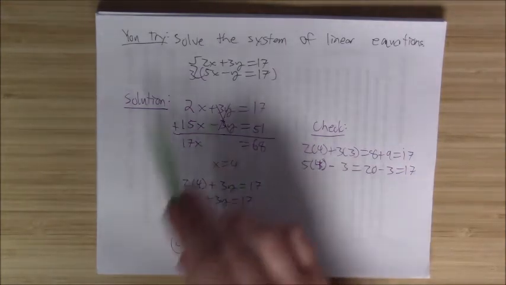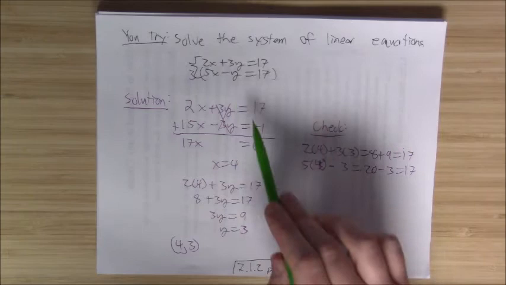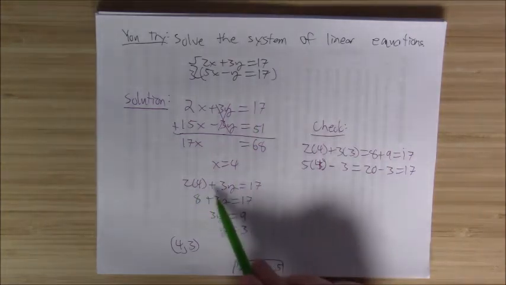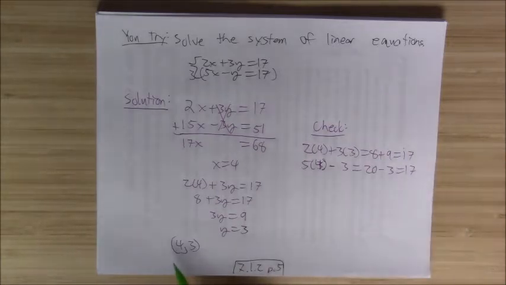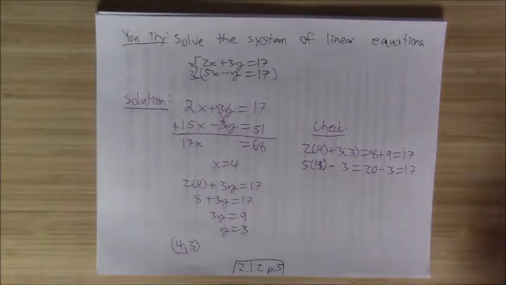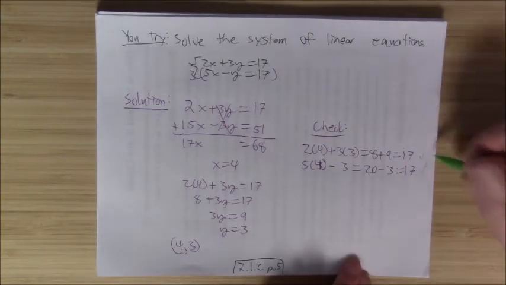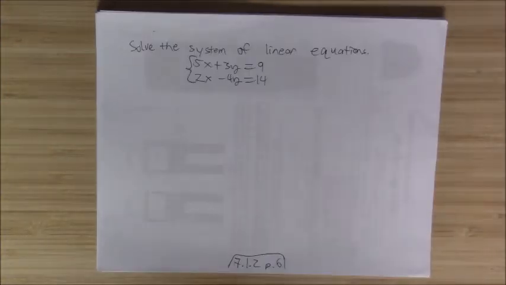Then substituting that back into the first equation, I end up with 8 plus 3y. Solving out, I end up with y equals 3. So the point (4, 3) should be a solution. Plugging in, I check and make sure that in fact it is correct in both equations.